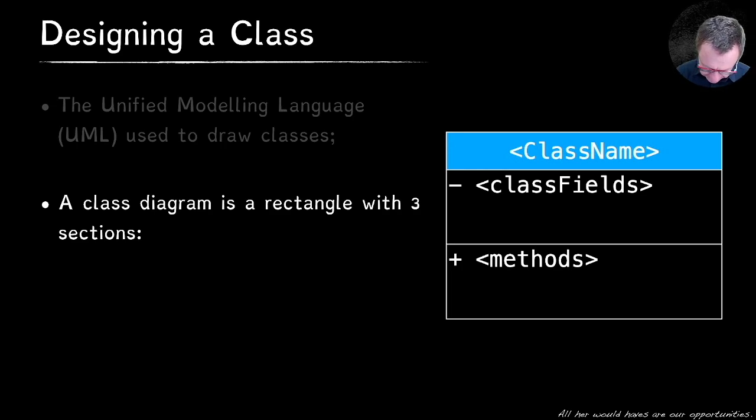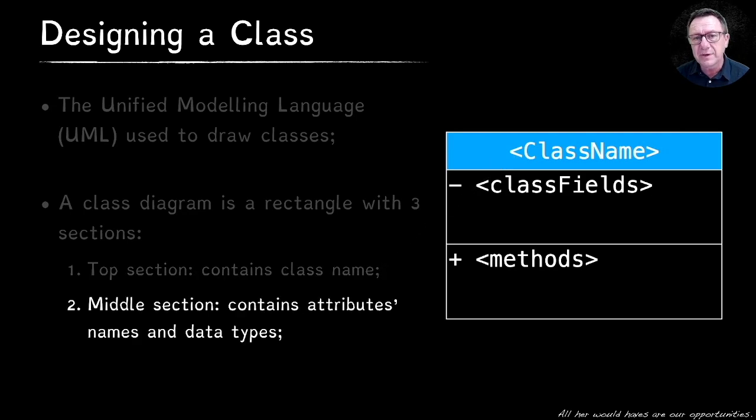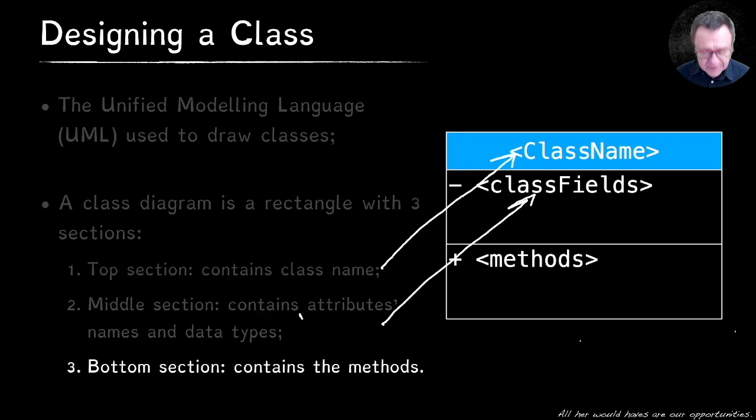We've got the top section, which contains the class name. After that, the middle section contains the attributes, the names and the data types. And then after that, we've got the bottom section, and this bottom section contains the methods.